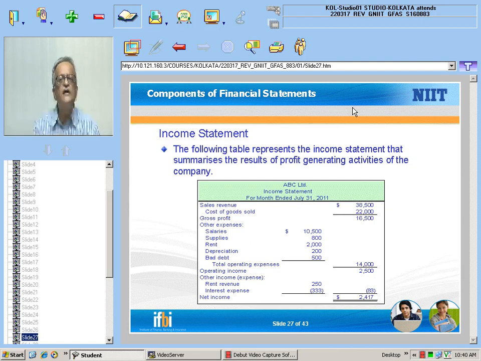So in the case of income statement, that is profit and loss statement, first what is the total sales revenue? From that you have to debit cost of goods sold and the amount you get, that is the gross profit. From the gross profit, operating expenses have to be debited and you get the total operating income. To the operating income, other income and expenses have to be added or subtracted, and finally we get the net income. So this is the income statement.